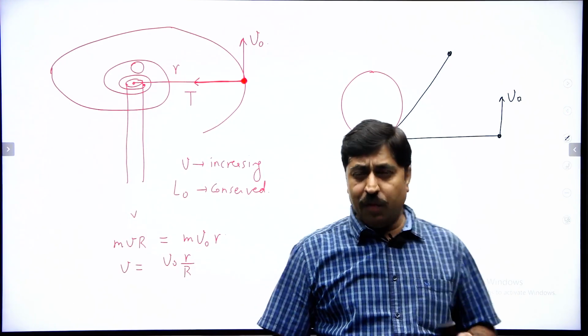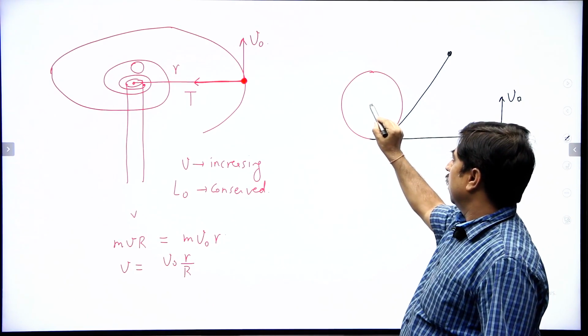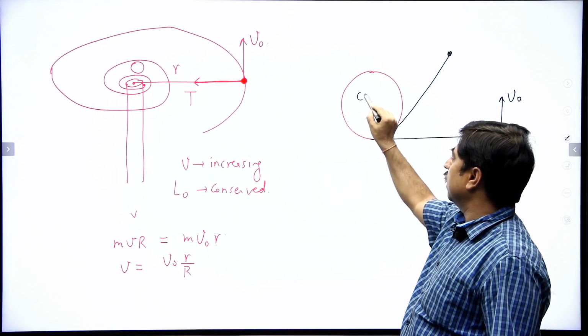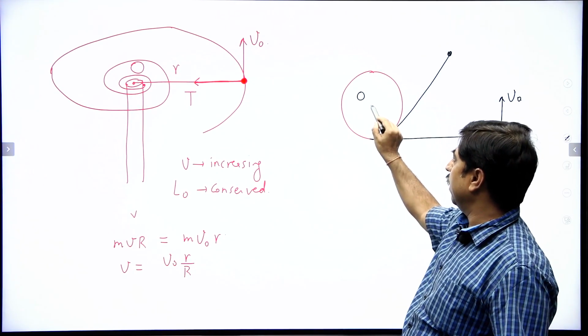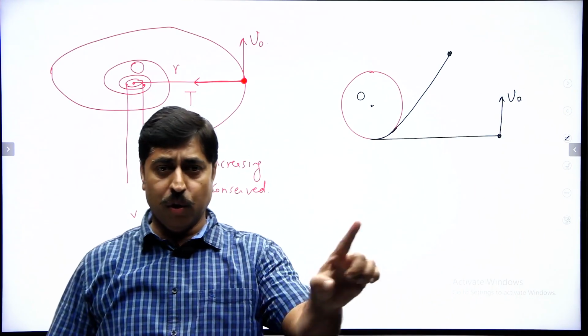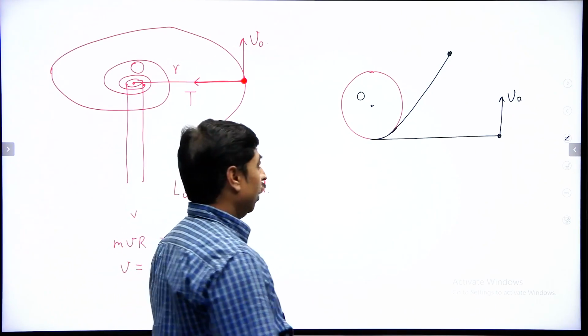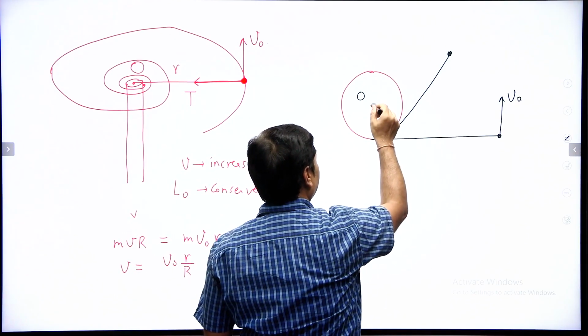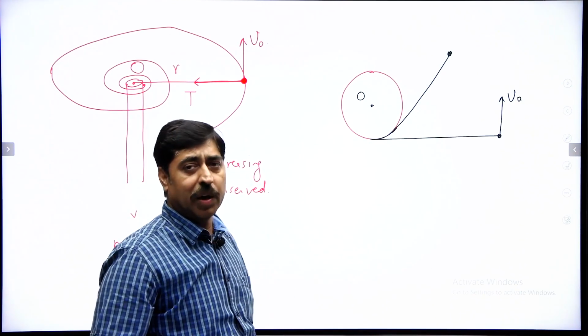So, can we say that angular momentum of the particle is conserved about this point? Can I say this? Can I claim this? The answer is strict no. Why? Because about this particular point, there is a torque acting on the particle.